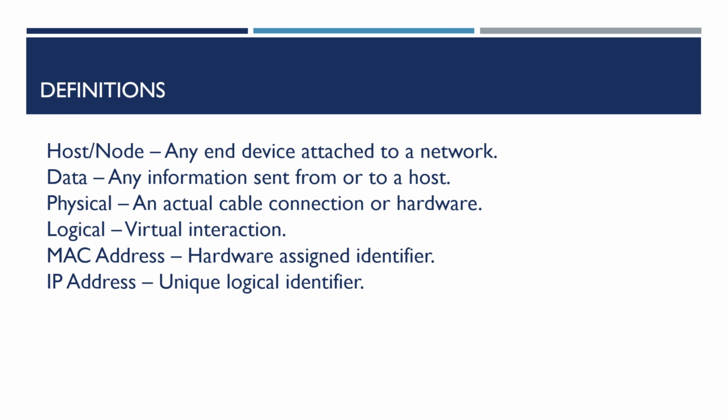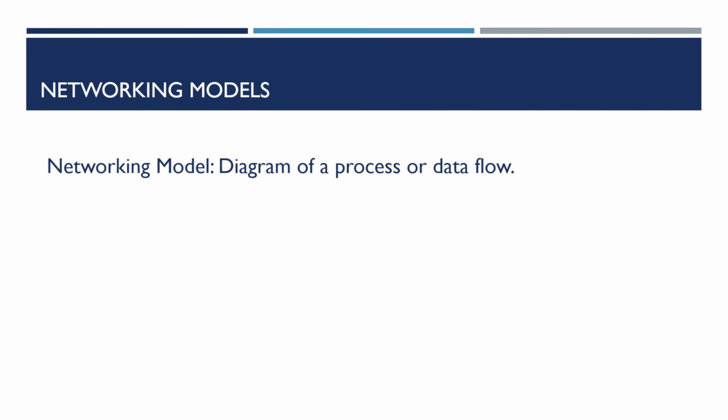Let's take a peek at a couple networking models. A networking model is a diagram of a process or a data flow. The three most popular networking models are the OSI model, the TCP/IP model, and the TCP 5-layer model, often just called the 5-layer model.